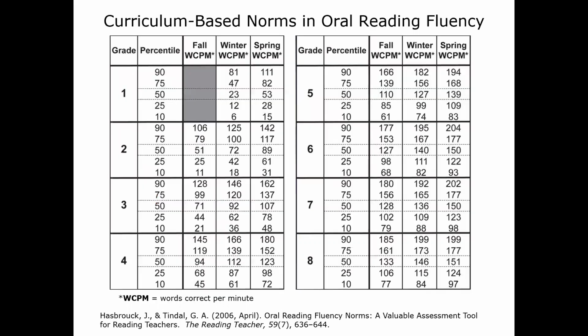Now, this table kind of zooms in a little bit more, and there's a couple things I want you to notice. First, I'm going to put my cursor over on the right-hand side of my slide. I want you to notice what happens to the scores in the 6th, 7th, and 8th grade at the 50th percentile in the spring.